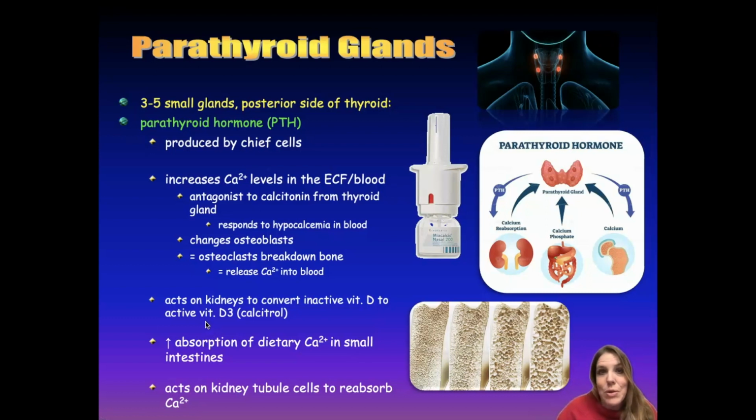One of the things parathyroid hormone does is it actually acts on the small intestine to increase the absorption of dietary calcium. So in other words, what you're eating has calcium, but without parathyroid hormone, that calcium would be inefficient at getting absorbed by the small intestines and therefore wouldn't help your body as much as we need it. So parathyroid hormone is going to increase the absorption of dietary calcium in the small intestines. And finally, it's going to act on the cells of the kidney tubules to reabsorb calcium. So your kidneys are going to be processing things.